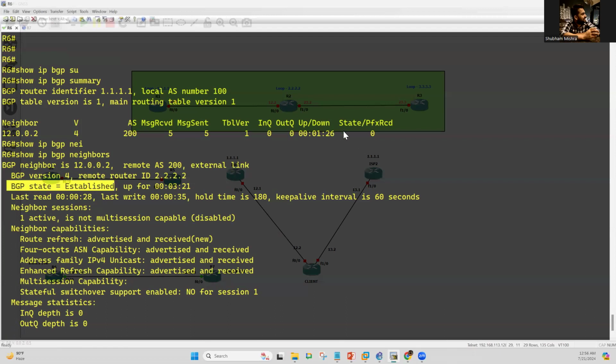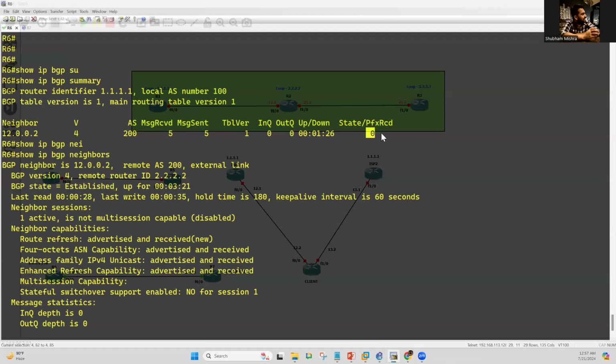So see, what is the BGP state here? Established. But see, here state is blank. So that's the reason I told you, if you see state is blank, it means that is established. If you don't believe, you can run this command, show IP BGP neighbor, and you will find the BGP state is established. Getting my point, everyone?